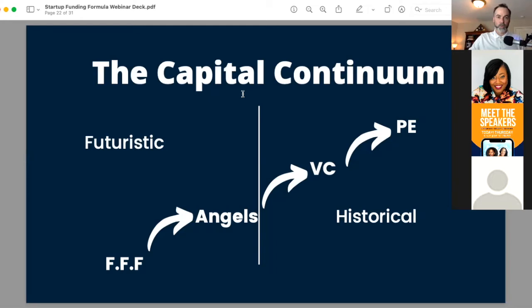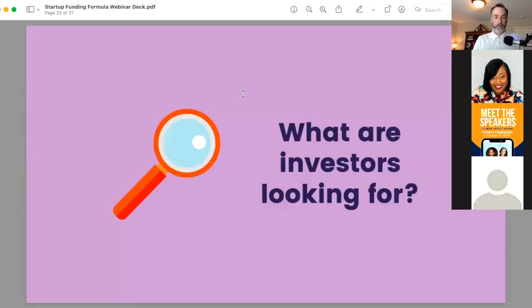Then angel investors will pick you up, which is what you see with Shark Tank. After they get done with you, they kick you off to a larger venture capital firm. Sometimes you go to a private equity firm, and somewhere along the way there's an exit that occurs and those people get paid back. I'm going to run you through a couple of things that investors are looking for.